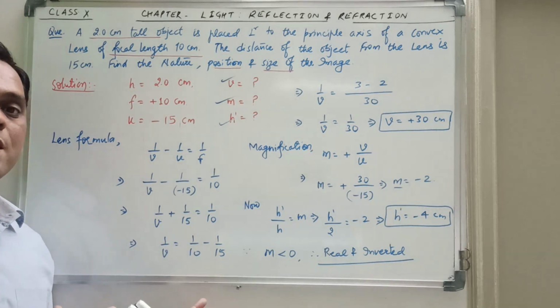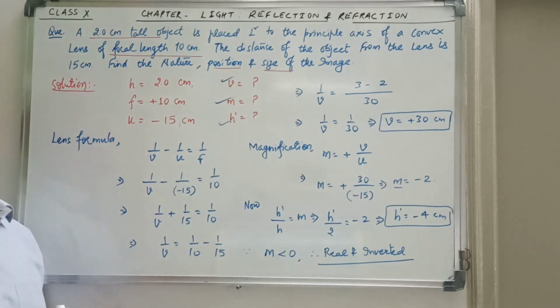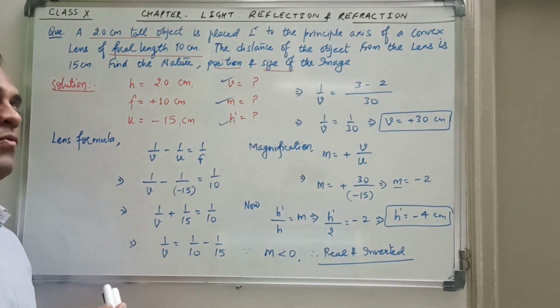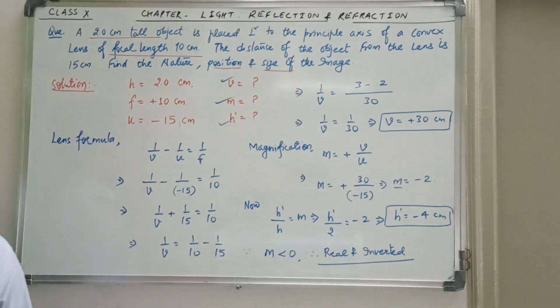Sometimes the image distance has been given and the object distance we need to find. That can also be done. f can also be found out. So we take one more question based upon this.